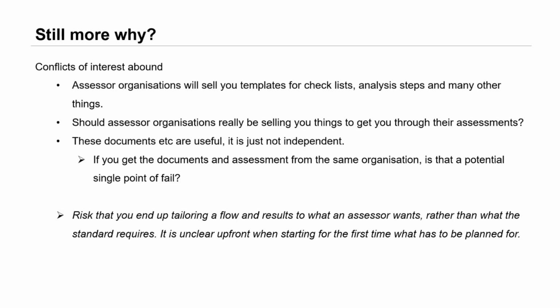And as an example of where this can lead, who remembers Arthur Andersen and Andersen Consulting from the financial world in the past? The risk with all of this is that you actually end up tailoring your flow and your results to what an assessor wants rather than what the standard requires. And it's unclear up front when you're starting for the first time what you actually have to plan for.